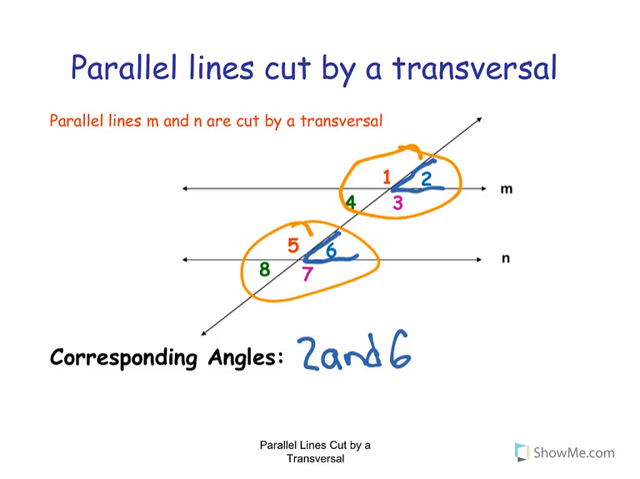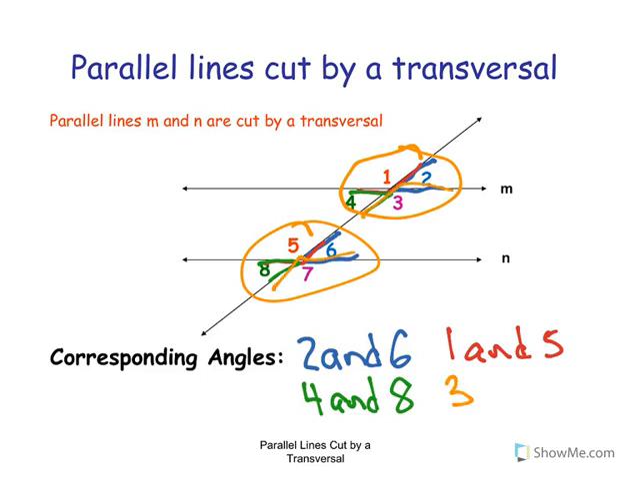And angles 1 and 5 are corresponding angles because they're in the same position, right? They're in the top left corner. And angles 4 and 8 are corresponding angles because they're in the same position. And angles 3 and 7, which I'm sure you could have figured out, right? Yes, they're color-coded, and we will take that away in a couple slides, so we'll have to figure it out on our own.